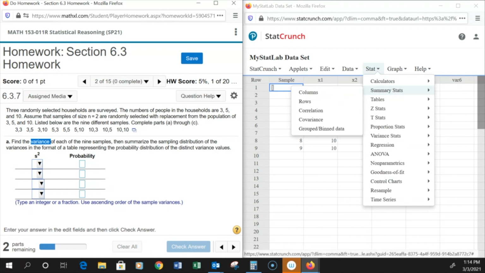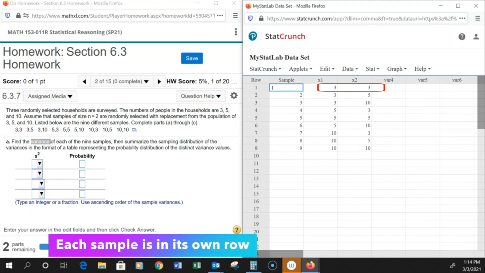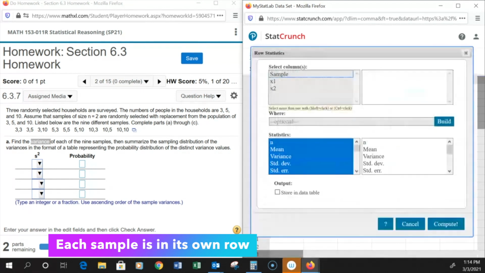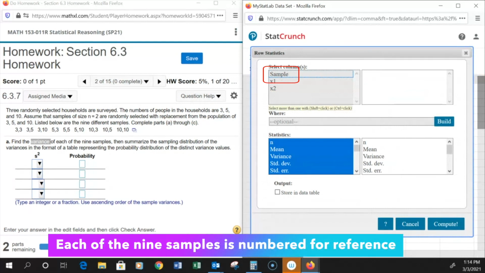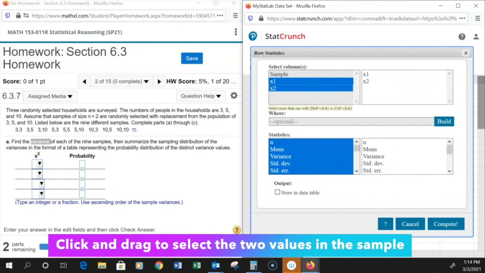So we go to stats, we go to summary stats. How are our data arranged? Well, think about it for a second. They're arranged in rows. Each sample is its own row. So we go to stats, we go to summary stats, we go to rows, and we say, what's this sample? That's just a number. Oh yeah, okay, so I'm not doing that, but I'm doing these 2 columns. So I click and drag.